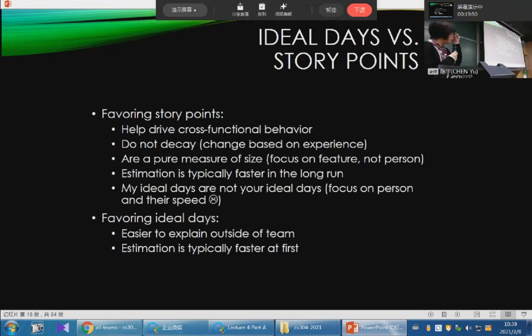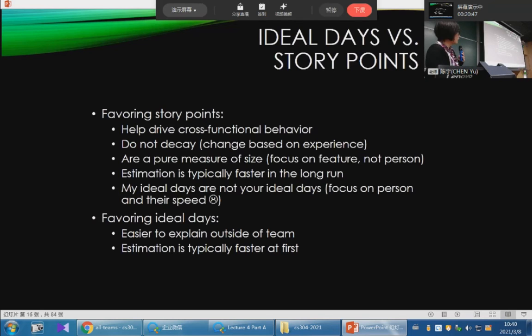And then when you look at story points versus ideal days, story points are better in the sense that they help drive cross-functional behavior, because you look essentially at what the user story is doing. They don't decay, and they don't change according to experience. They help you measure purely the size, and it is usually faster to estimate story points. But the problem is that it is different: my ideal days may not be your ideal days. So it is easier to favor ideal days in the sense that we can explain them outside of teams, and estimation is usually faster at first. So these two are a little bit different.